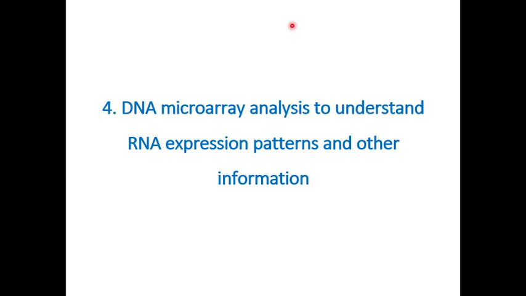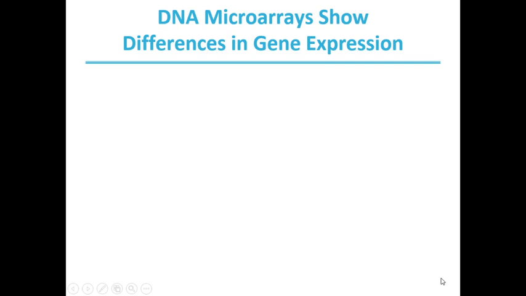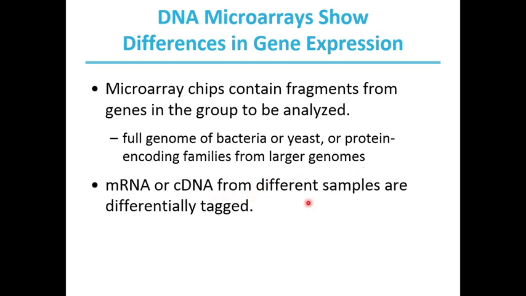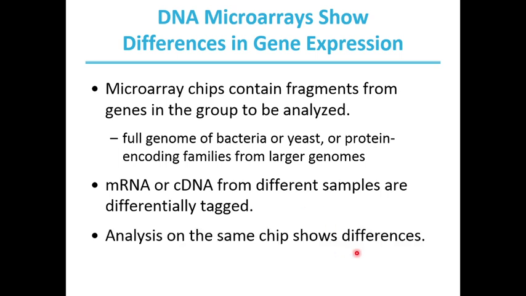Major refinements of the technology underlying DNA libraries, PCR, and hybridization have come together in the development of DNA microarrays. DNA microarrays allow the rapid and simultaneous screening of many thousands of genes. A DNA microarray shows differences in gene expression. Microarray chips contain fragments from genes in the group to be analyzed. The full genome of bacteria or yeast, or protein encoding families from larger genomes, can be used. mRNA or cDNA from different samples are differentially tagged. Analysis on the same chip shows major differences.